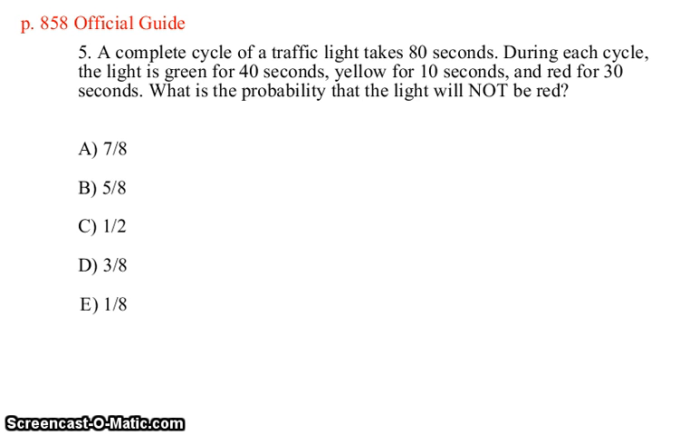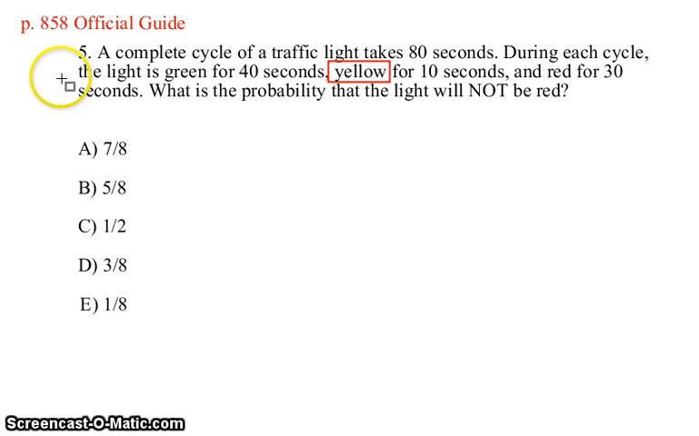And the question reads: a complete cycle of a traffic light takes 80 seconds. During each cycle, the light is green for 40 seconds, yellow for 10 seconds, and red for 30 seconds. What is the probability that the light will not be red? And you'll note in the book that they don't even call it yellow, they call it amber, because they will take any opportunity to try to make things sound a little bit more complicated than they actually are.